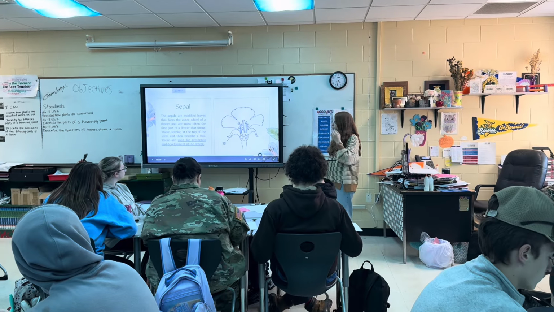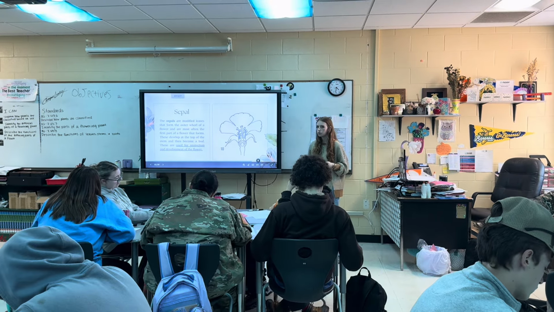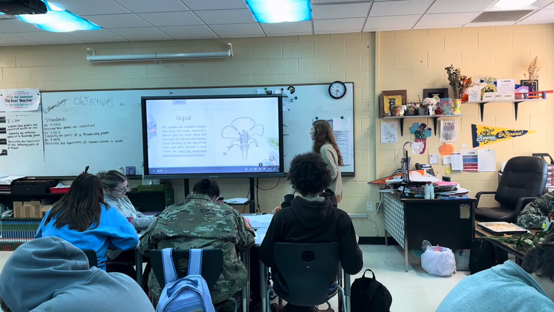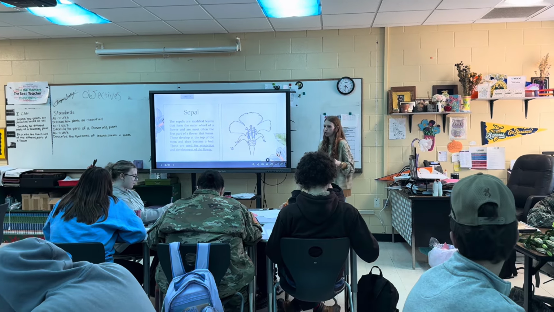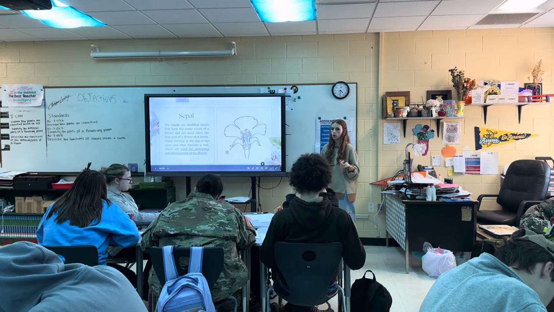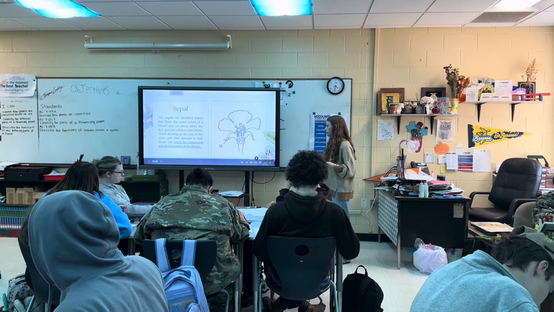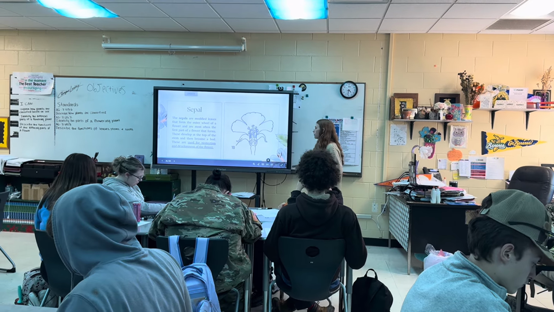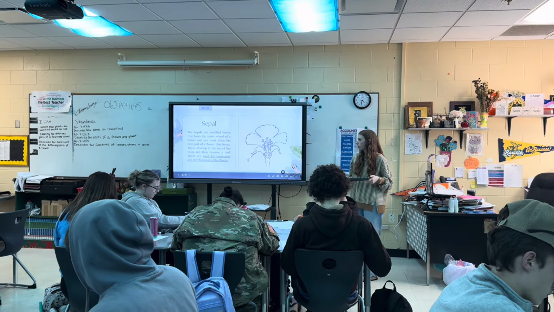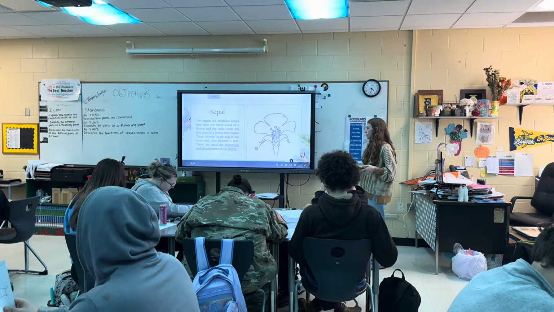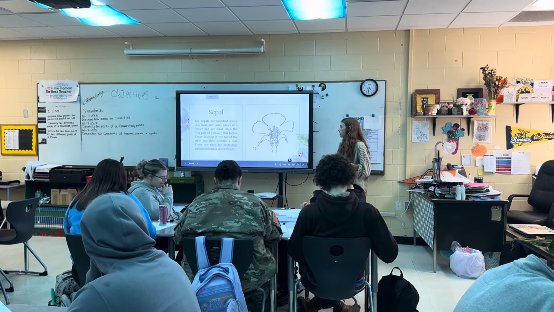And our last part of a flowering plant is the sepal. The sepals are modified leaves that form the outer whorl of a flower. So the whorl is the pattern of the leaves and the way that the leaves are shaped around the stem and the flower itself. The sepals are most often the first part of the flower that forms and then develop at the top of the stem and then become a bud. These are used for protection and development of the flower.